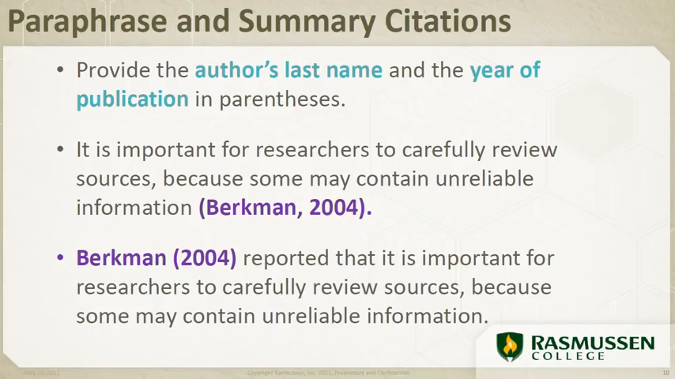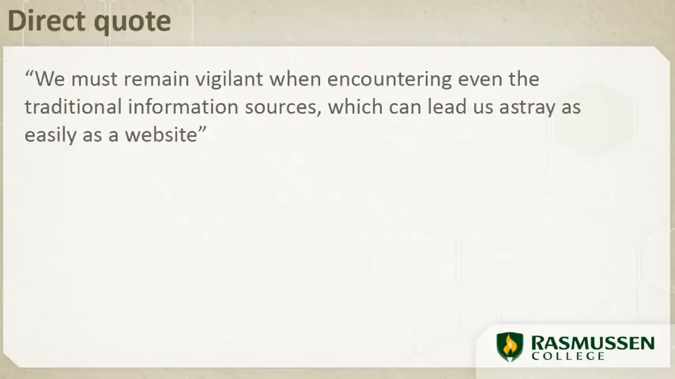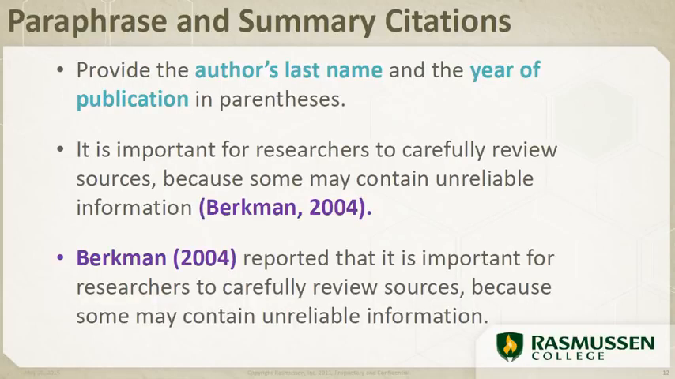The in-text citation for a summary or paraphrase contains the author's last name and the year of publication in parentheses. Let's take a look at how the direct quote in our previous example could be summarized or paraphrased. As a reminder, this is what the direct quote was. You can see how the first example, the quote was paraphrased and the in-text citation comes at the end of the sentence. The second example summarizes the quote and uses the author's name in the sentence. A page number is not included since we are not directly quoting the source.